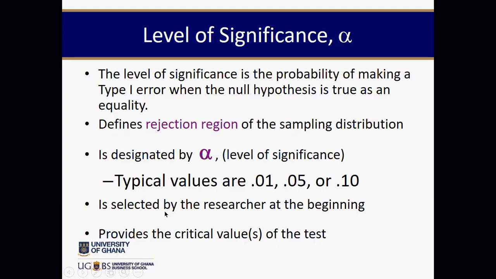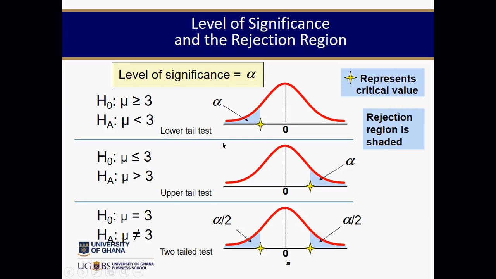It is selected by the researcher at the beginning and provides the critical values of the test. So this is the level of rejection. Where we've shaded here is the rejection zone. If your alpha falls within here, for example, if it is a lower tail and the alpha falls within here and lower, it is the same thing.